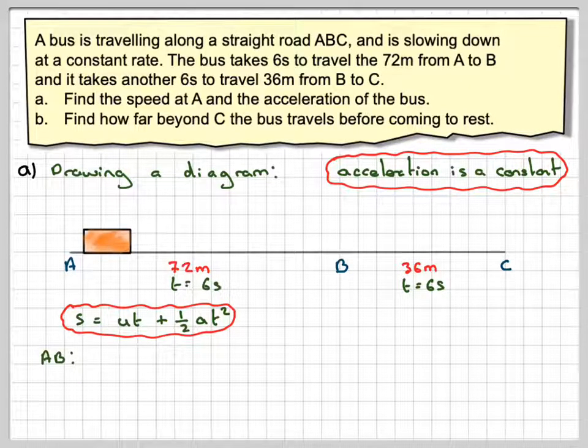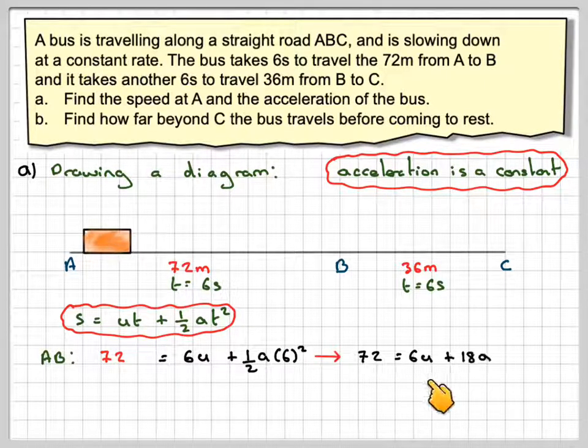So for AB, it goes 72 metres: s equals ut, 6 times u, plus a half times the acceleration times 6 squared. Now that gives 72 is equal to 6u, plus 6 squared is 36, divided by 2, which is 18a. These are all divisible by 6, so we'll cancel down. We're going to get 12 is equal to u plus 3a. We'll call that equation 1.